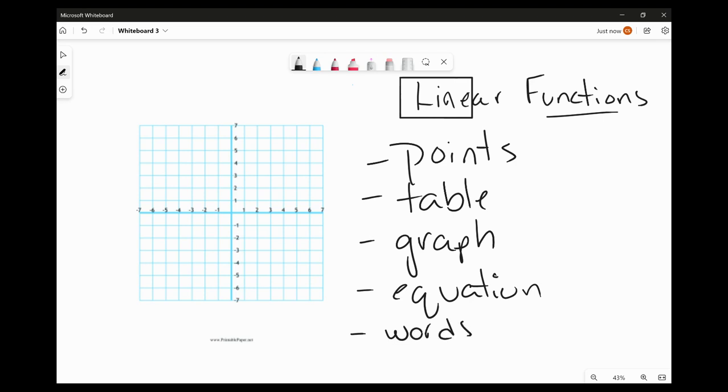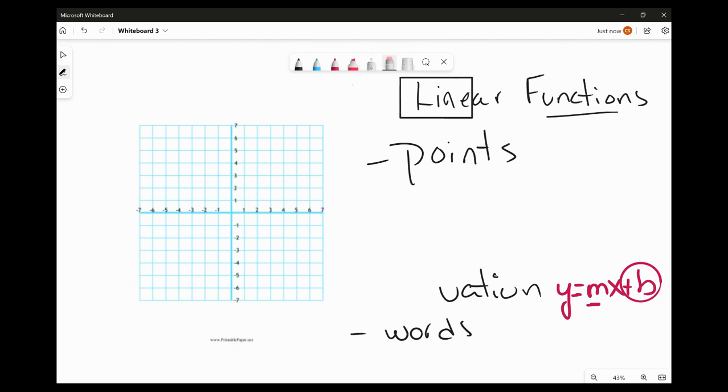And a linear function means it's going to have the same rate of change all along the way. It has a constant rate of change. If we're talking about the equation, it can be written as y equals mx plus b. That's our slope-intercept form of the equation, where m is the slope and b is the y-intercept, and we'll talk more about that. So we're going to talk about each one of these and how it relates to a linear function. So we're going to start with points.